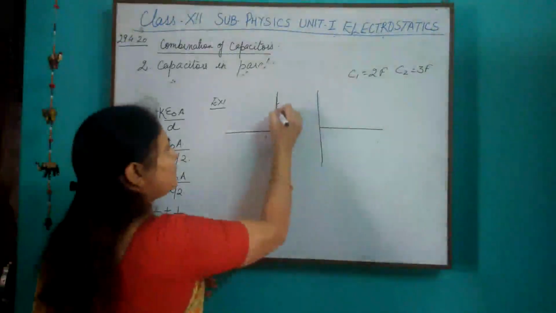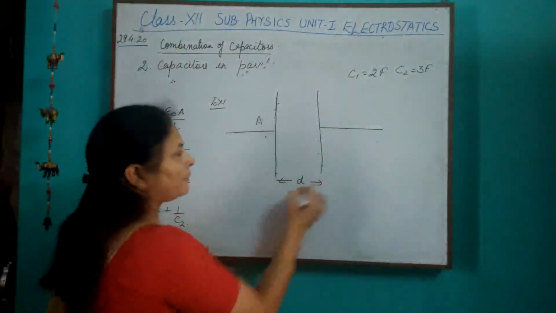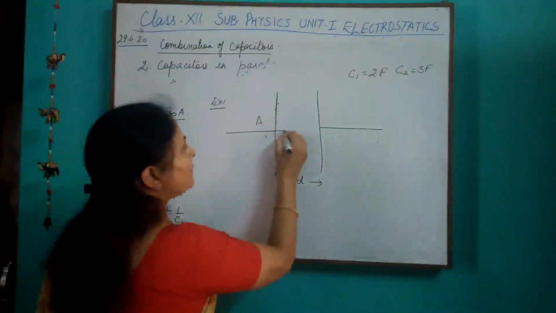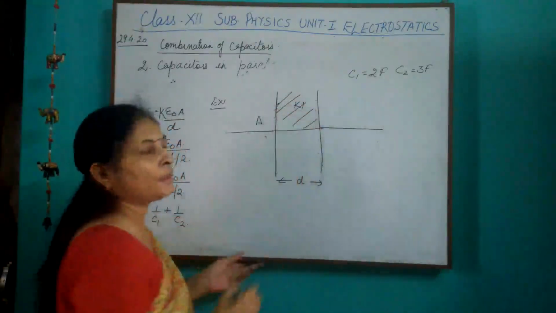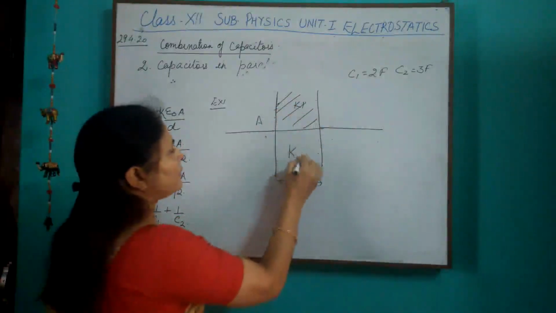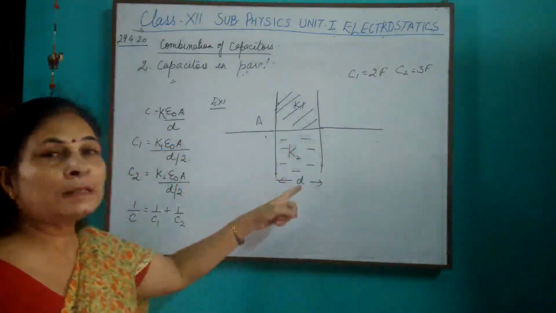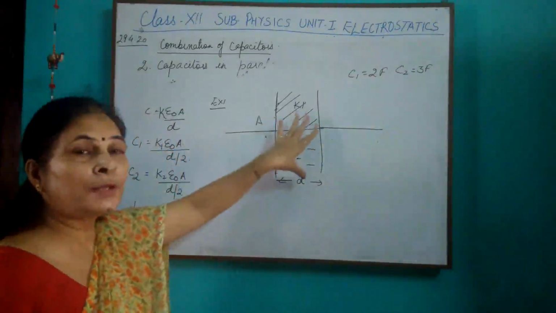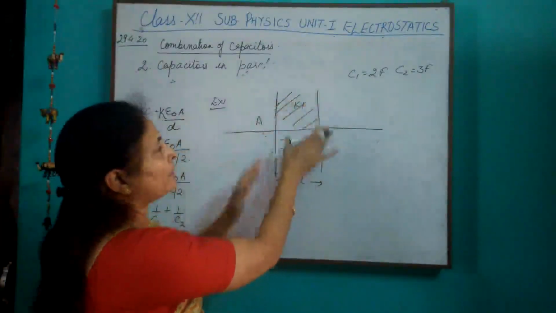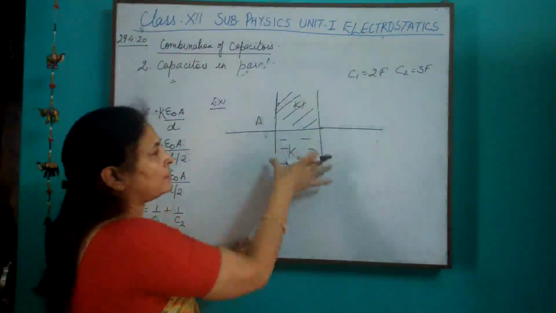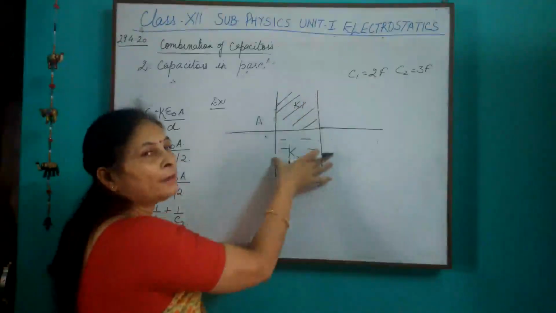Suppose again you have got a similar capacitor of area A, distance D. Then half of it may be filled, say the upper half with dielectric constant K1, the lower half with K2. Now in this case, this combination will be treated as if this capacitor and this capacitor are in parallel. This capacitor is separate, this capacitor is separate. They are connected in parallel to each other.